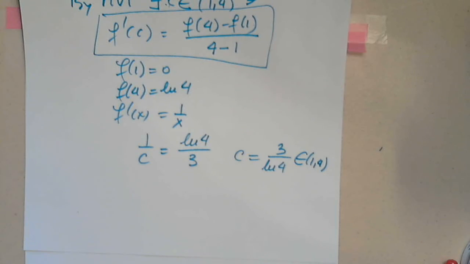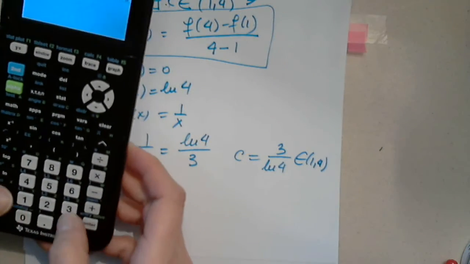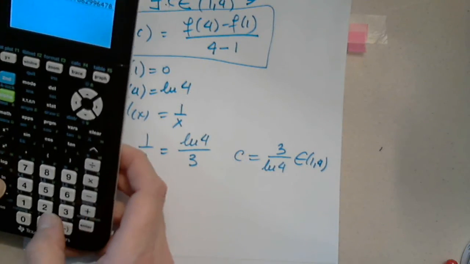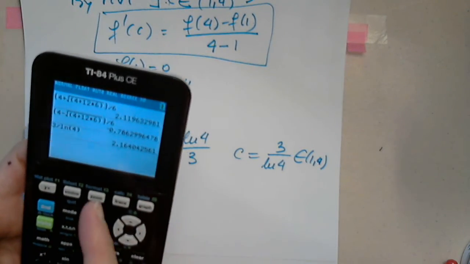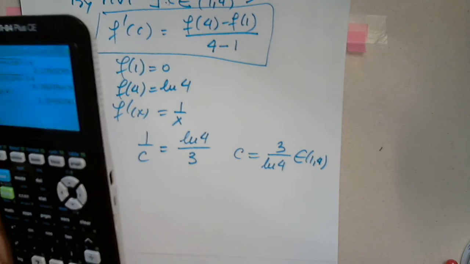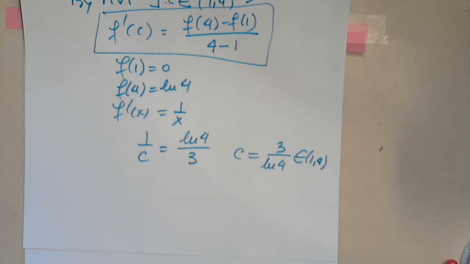And this better be between 1 and 4. So just to convince myself there is no error, I will just divide 3 by natural log 4 and make sure it's a number between 1 and 4, and it is 2.16. That's the mean value theorem.